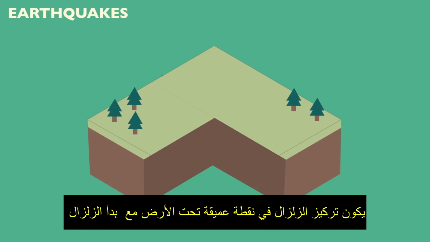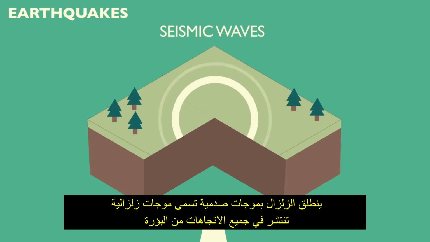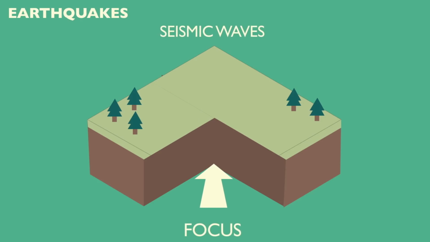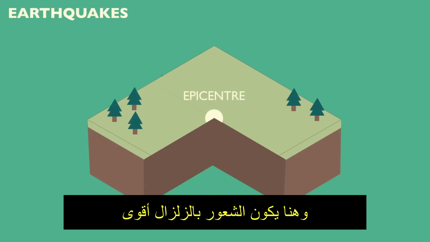The focus of an earthquake is the point deep underground where the earthquake begins. When the earthquake is triggered, shock waves, called seismic waves, spread out in all directions from the focus. The epicenter is the point on the Earth's surface immediately above the focus. It is here that the earthquake is felt most strongly.